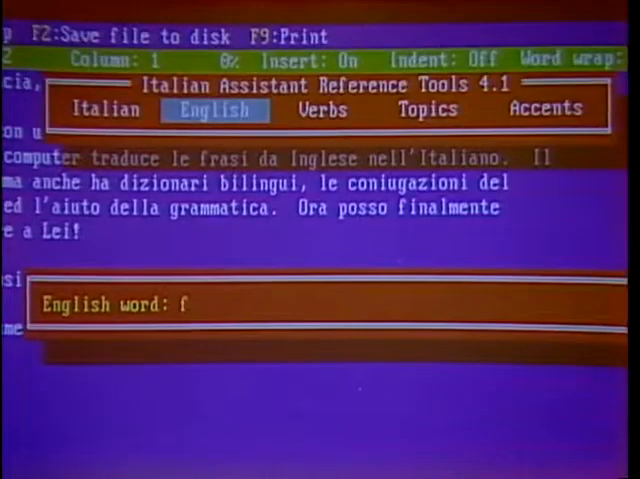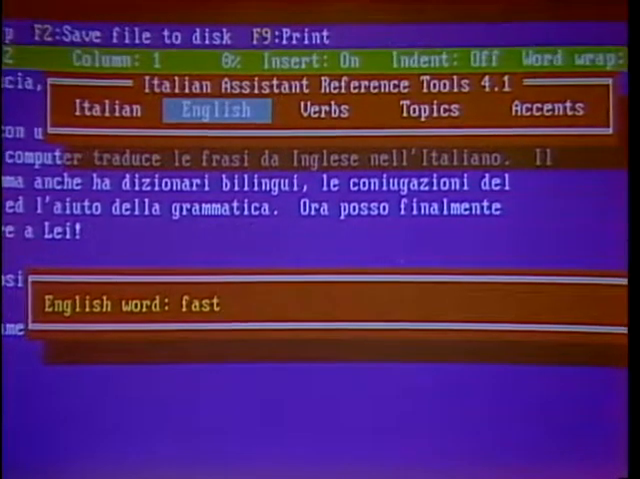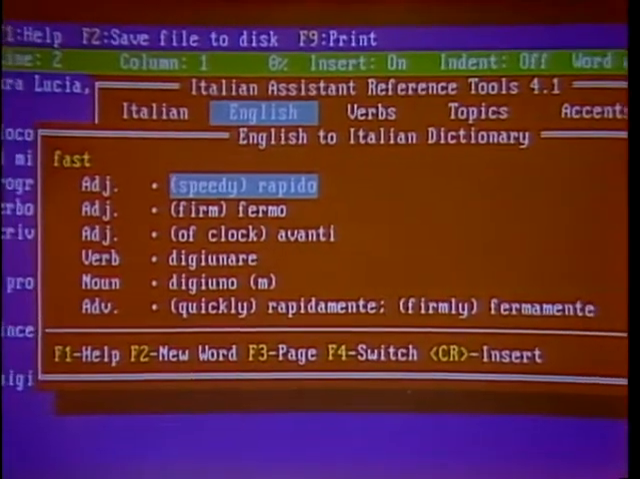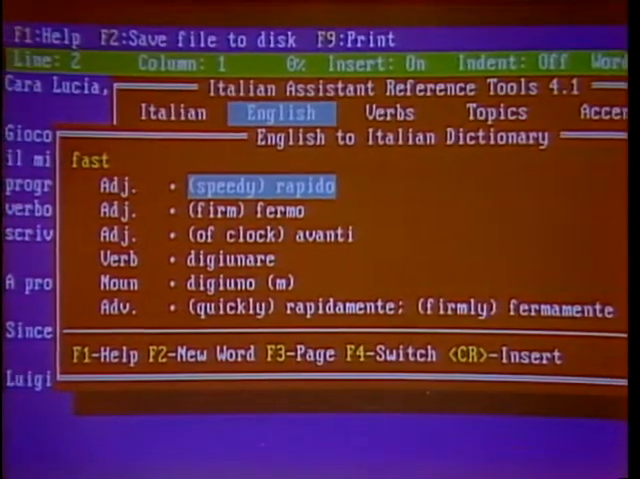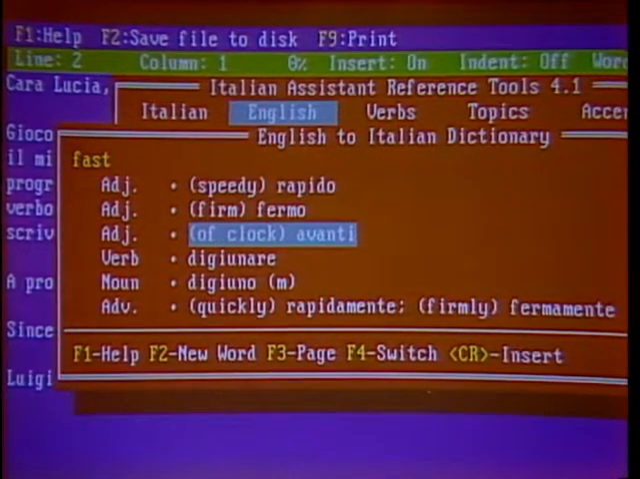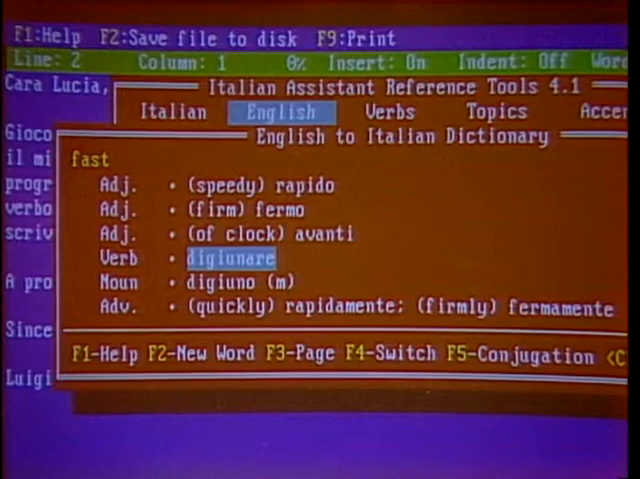So now you can look up an English word, just like you were going to look up a word in a dictionary, but you type in the word and immediately get the translation. Very, very fast. In this case, fast is the word. Do we mean speedy, or are we talking about colors being fast, or Italians have a word for clocks being fast, or the verb form would be not eating, fasting.